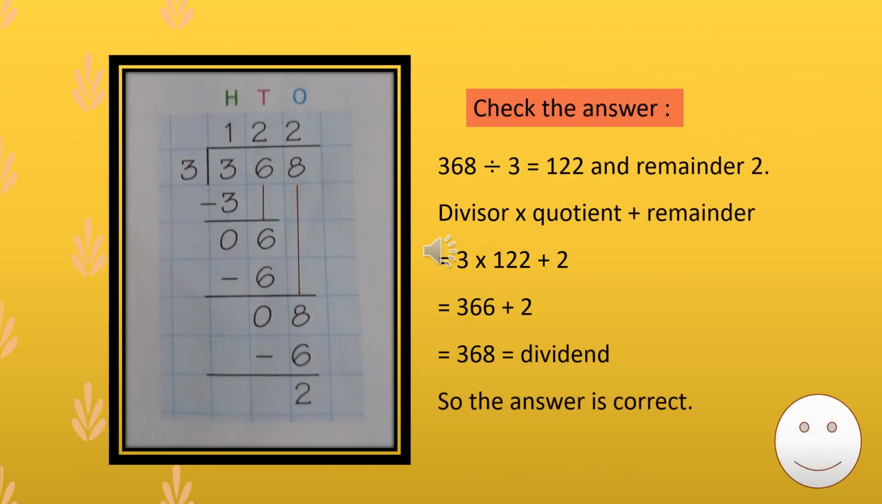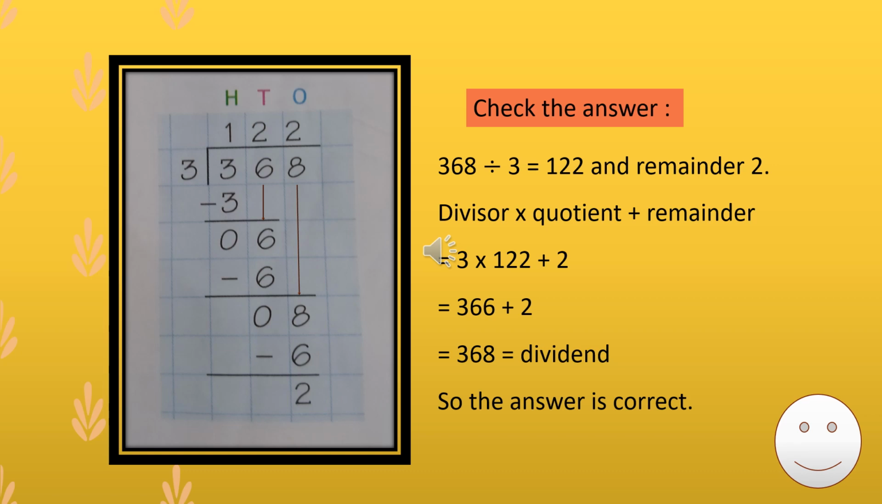Children, let's take one more example which is of a 3-digit number divided by 1-digit number. See here, 368 is divided by 3. Okay. So here first we will take the number which is at the hundreds place, that is 3.